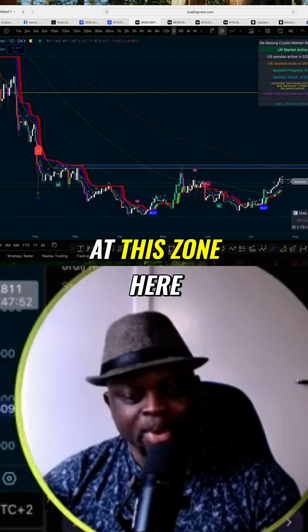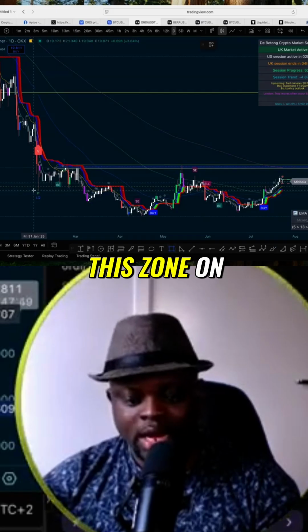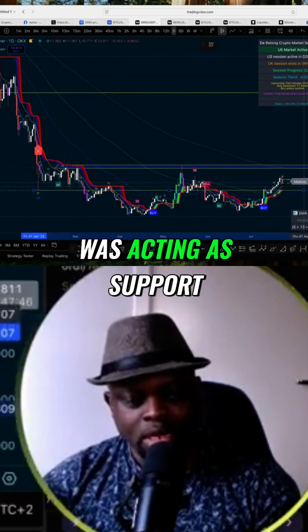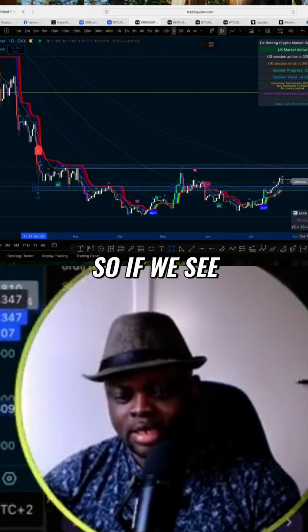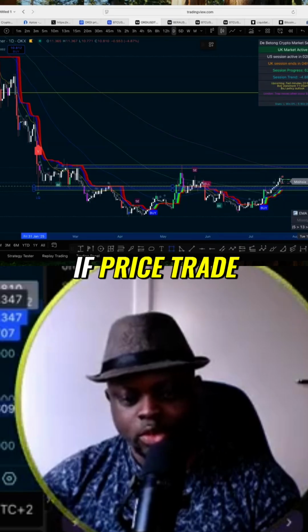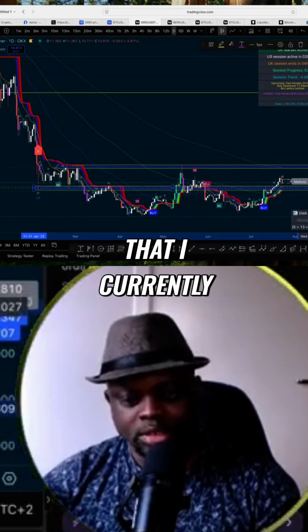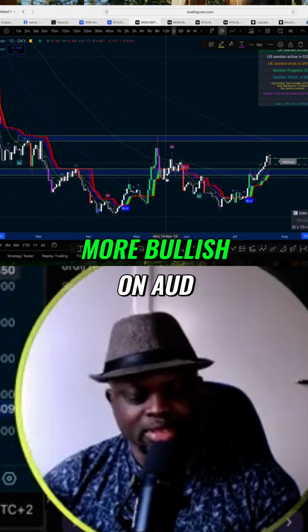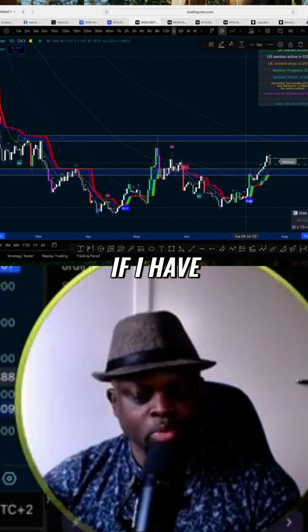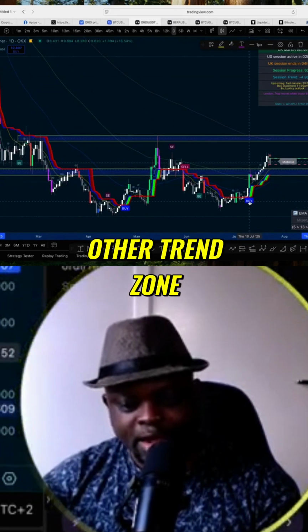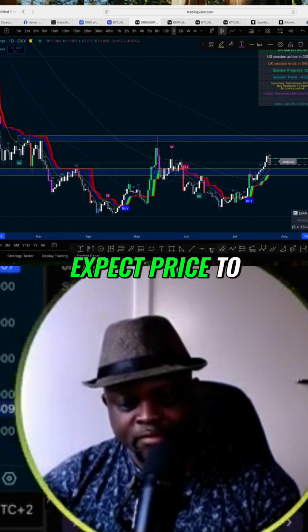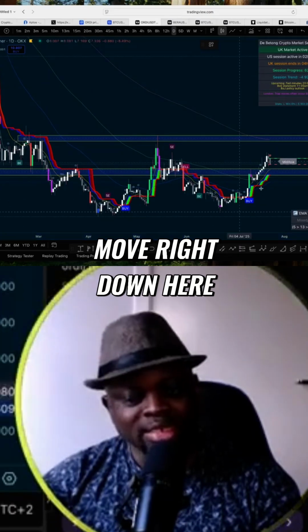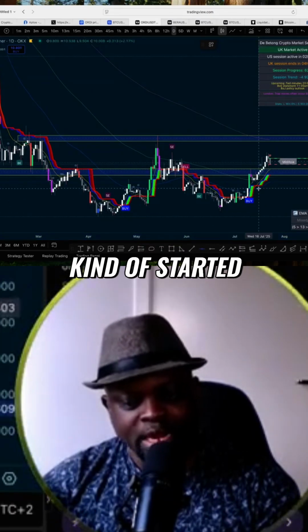If I look at this zone here in the past, this zone on the daily time frame was acting as support. So if we see price hold this zone, if price trades above this zone that I've currently marked, then we should be more bullish on AUD. Now, if I have to mark the alpha trend zone, we can still expect price to move right down here where this vector candle started.